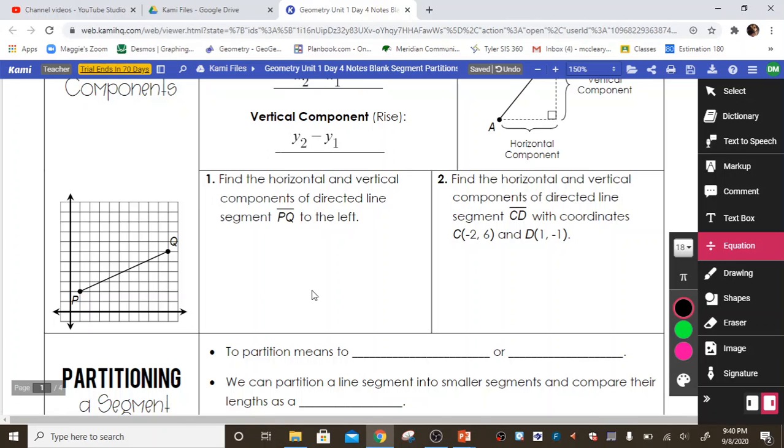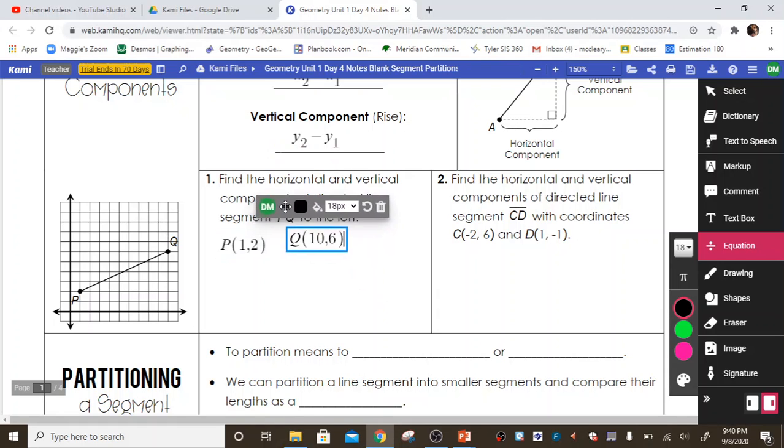So we want to find the horizontal and the vertical components of directed line segment PQ to the left here. So I think the first thing we need is to know what points we're dealing with. So P is 1 over to the right and 2 up, so that's at the point (1, 2). And then we've got point Q, which is a lot over. 1, 2, 3, 4, 5, 6, 7, 8, 9, 10 over, and 1, 2, 3, 4, 5, 6 up. So we're looking at the point (10, 6) right here.